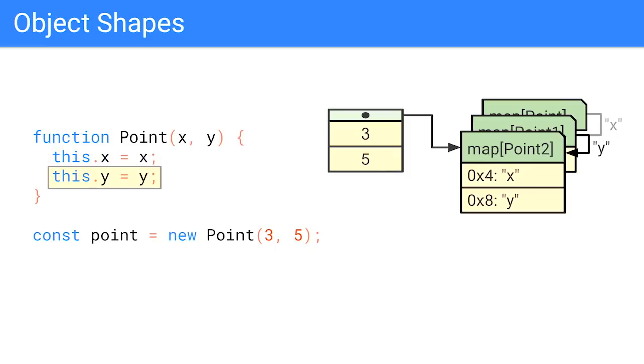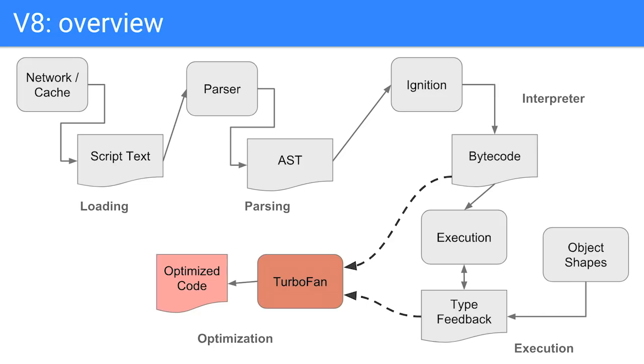Same thing then happens for the second property. New map is created, new transitions inserted. The object is migrated to point to that new map, and we're done with this. The beauty of the system is that not only does the caching in inline caches make execution of bytecode faster, we can also use it as input for the optimizing compiler, which is called TurboFan, to generate optimized code based on the type feedback we've seen so far.